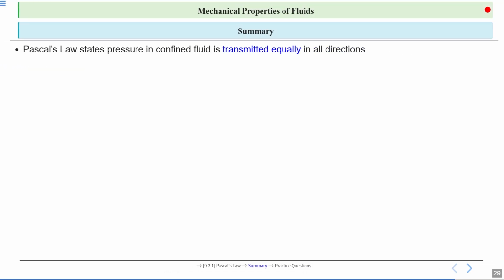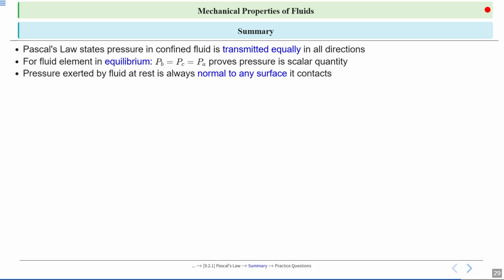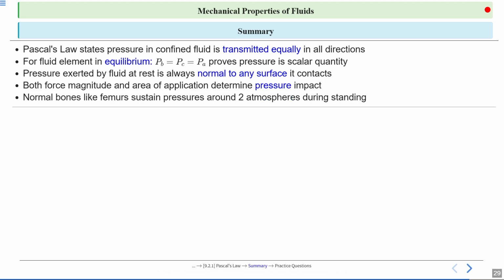Pascal's law states pressure in a confined fluid is transmitted equally in all directions. For a fluid element in equilibrium, PB equal to PC equal to PA proves pressure is a scalar quantity. Pressure exerted by a fluid at rest is always normal to any surface it contacts. Both force magnitude and area of application determine pressure impact. Normal bones like femurs sustain pressure around 2 atmospheres during standing.